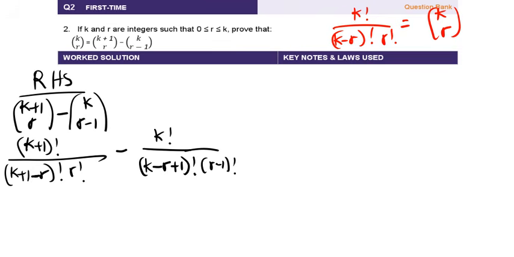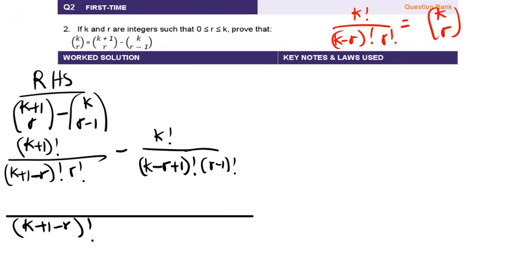Now we can find the common denominator. If you look at this carefully, I think it is r. Now these guys are the same, so that is one of the common denominators, which is k plus 1 minus r factorial. Now between this and this, which one is the common denominator?